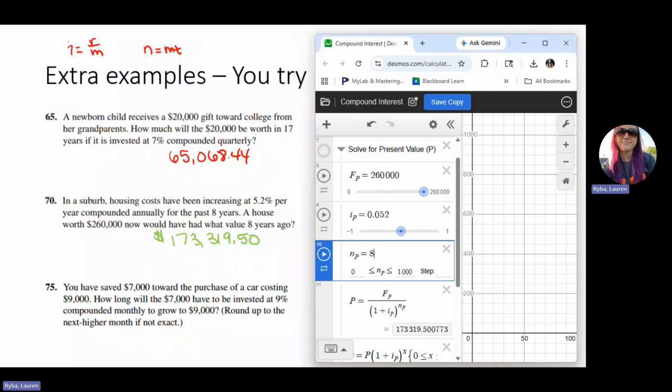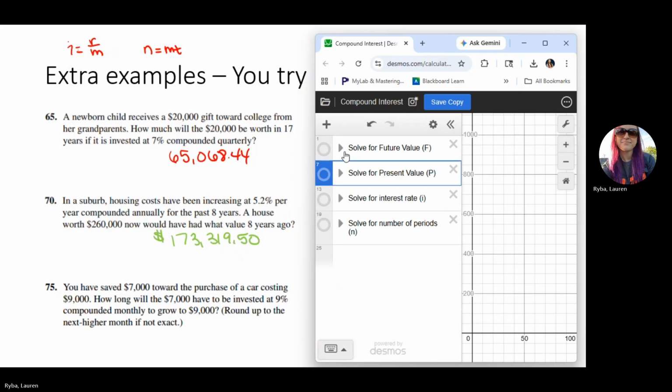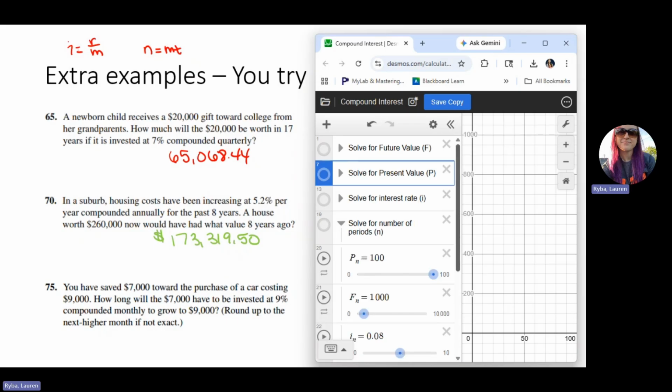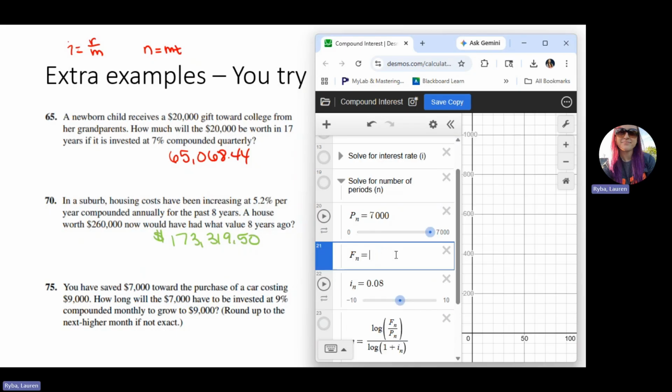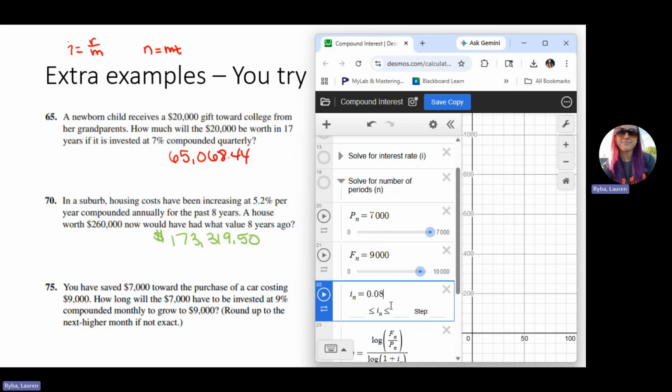Okay, read the next one. It says you've saved $7,000 towards the purchase of a car costing $9,000. How long will the $7,000 have to invest at 9% compounded monthly to grow to that $9,000? So it's asking for the time. So I'm going to open up this one here. So I presently have 7,000. My future goal, 9,000. I am earning 9%, so 0.09 divided by 12.